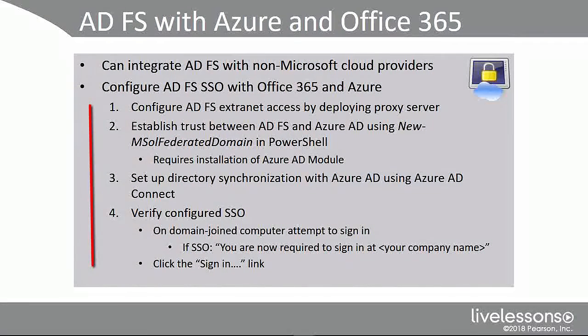You're then going to set up the directory synchronization between Azure AD and on-prem, and you're going to use a tool called Azure AD Connect to do so. After the synchronization has occurred, you're going to verify that you can connect using single sign-on by using a domain-joined computer to sign in. If it's SSO, it's going to say you are now required to sign in at, and it will populate your company name. And at that point, you'll click the link associated with that sign-in prompt.